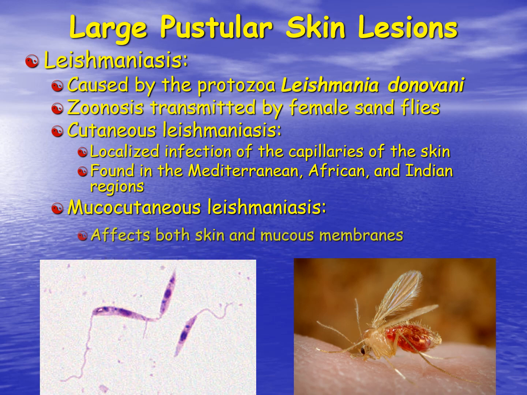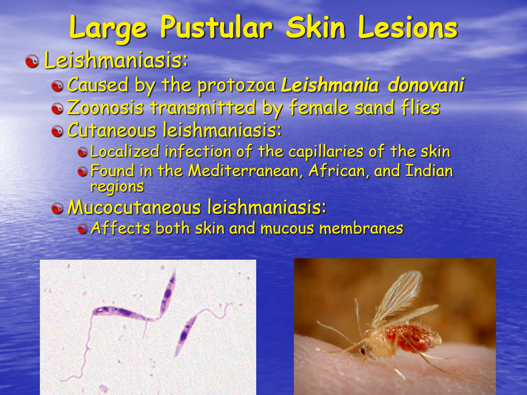Mucocutaneous leishmaniasis affects both the skin and the mucous membranes. So we may actually have capillaries in the nose and/or mouth that may be affected. The mucocutaneous form is primarily limited to areas in Central and South America, but we can see both forms in Central and South America.